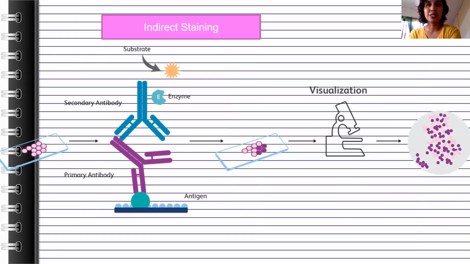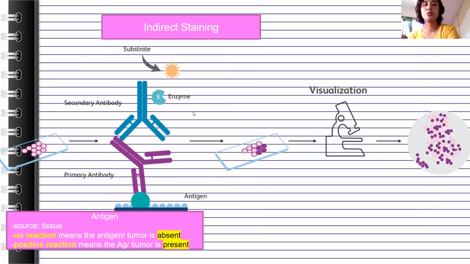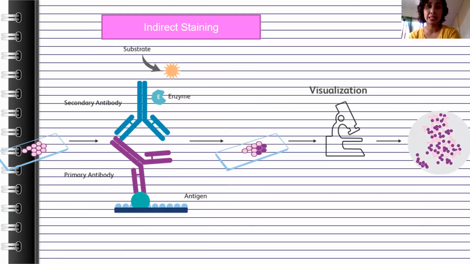Okay? So, isa pa, class. Almost the same image. Yung mga primary, ito yung antigen natin. The source is the tissue. In the tissue, there are tumors. So, if there's no reaction, the antigen or tumor is absent. If there's a positive reaction after indirect staining, the antigen or tumor is present.